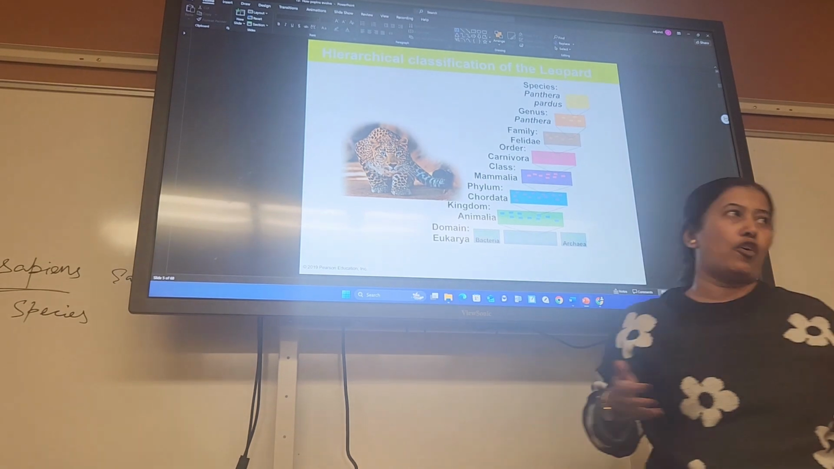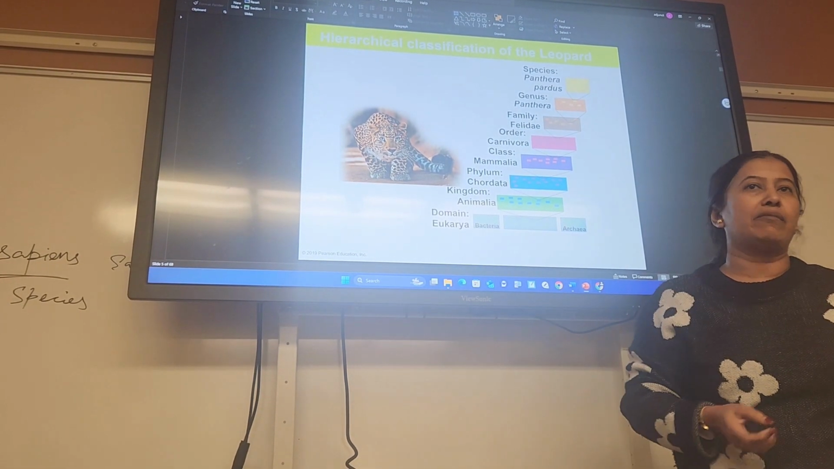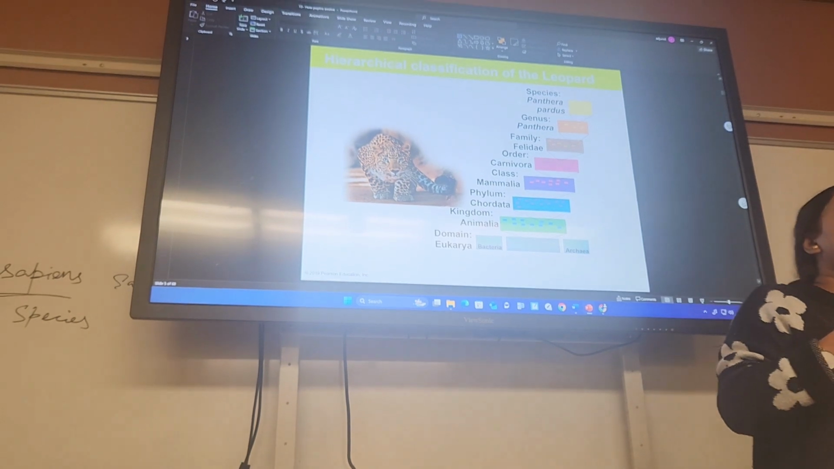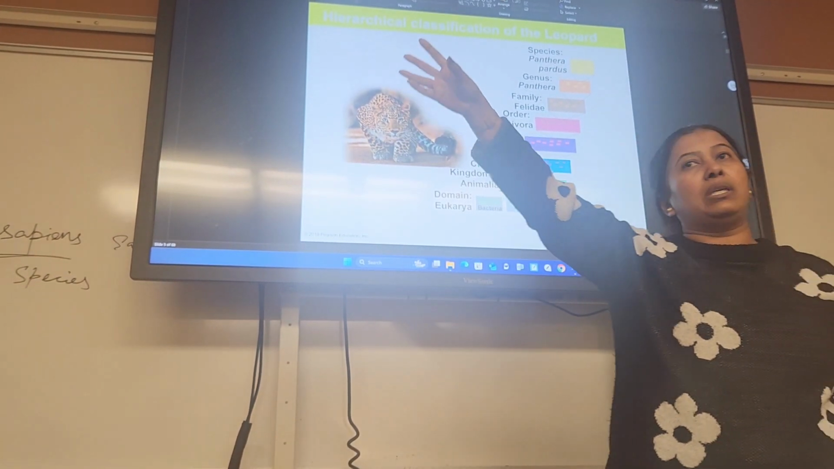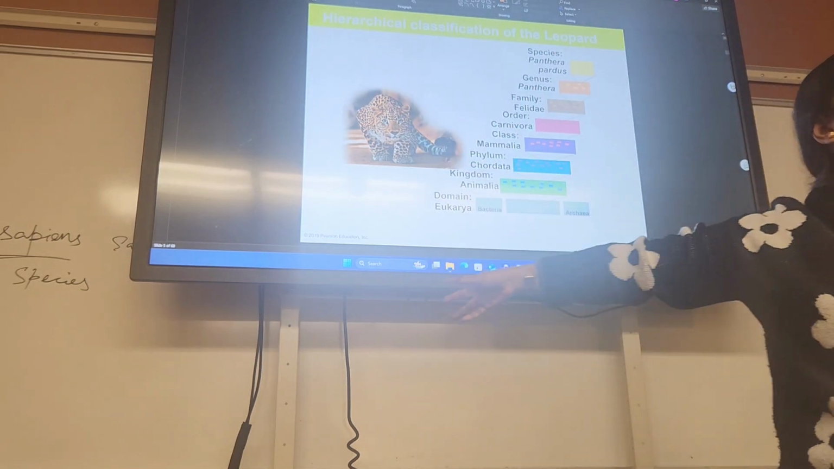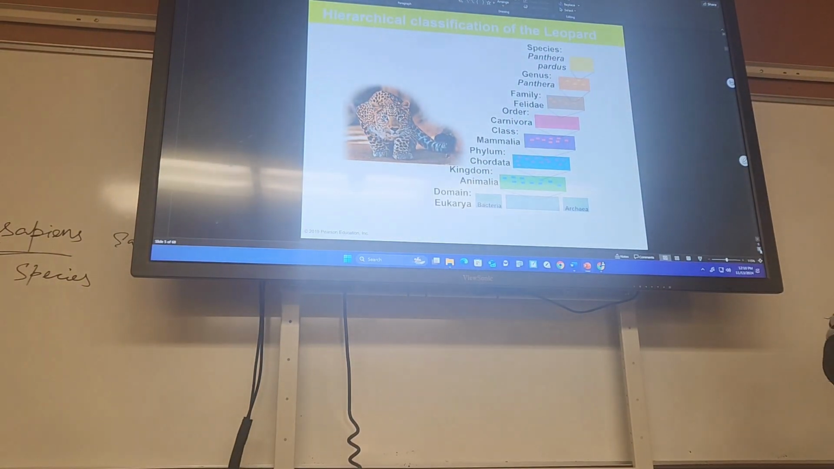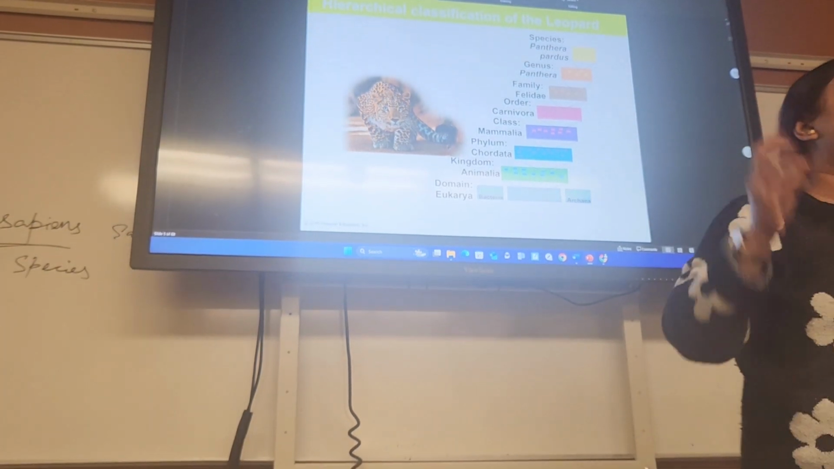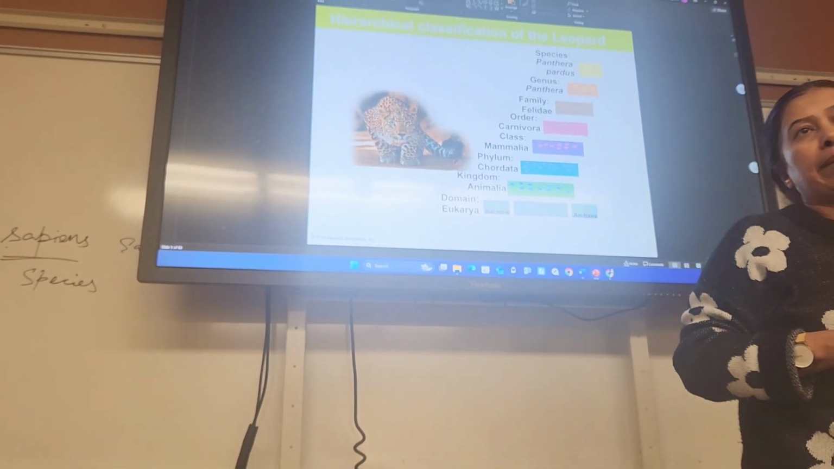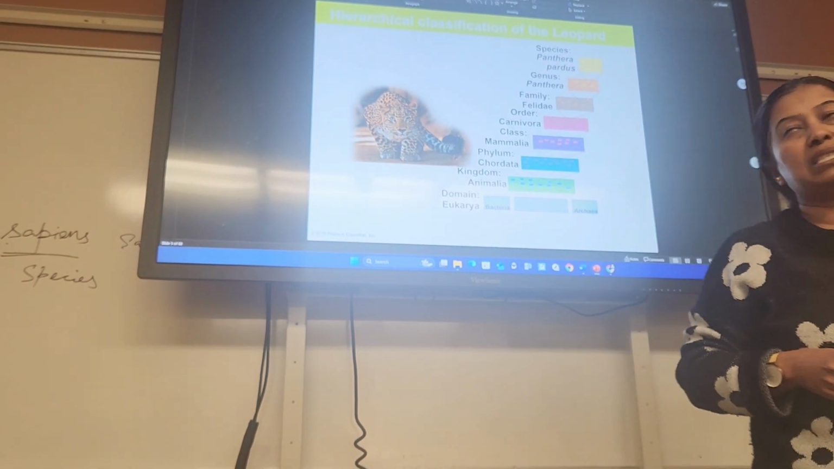This is to maintain uniformity, because every country in the world has different languages. So we might be using a particular name to identify an organism. Somebody in Russia might be using a different name. Somebody in China might be calling it by a different name. So how do scientists all over the world convey something? Instead of using the local common name, we use the scientific name, so there's no confusion. And no two different organisms can have the same scientific name.